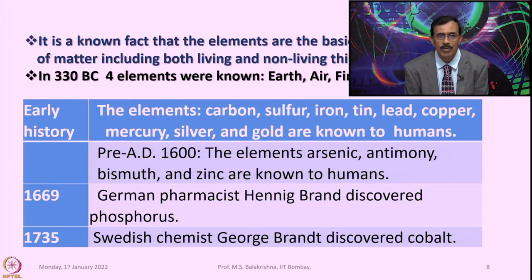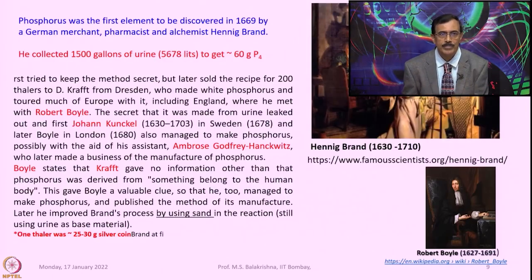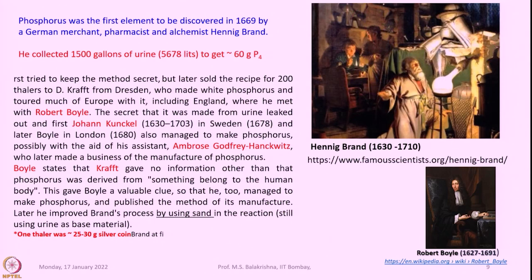In fact, the first element that was discovered was phosphorus, in 1669 by the German pharmacist Hennig Brand. I shall tell you a little bit more after a couple of minutes. And in 1735, the Swedish chemist George Brand discovered cobalt. And phosphorus was the first element to be discovered, in 1669.